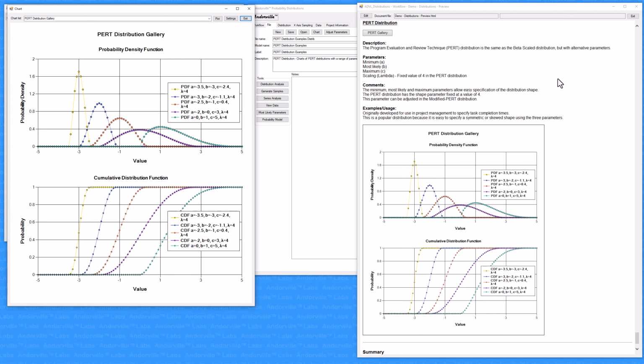The shape parameter can be adjusted, however, in the modified PERT distribution. This was originally developed for use in project management to specify task completion times. It is a popular distribution because it is easy to specify a symmetric or skewed shape using the 3 parameters.